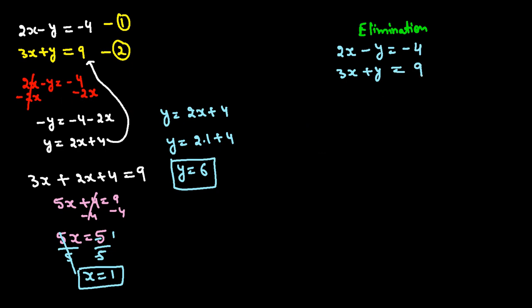So how the elimination method works is, we need to eliminate one of the variables and solve for the other. Sometimes you need to multiply by a number or divide by a number, so we'll see. Let's look at this problem over here. In this equation I've got negative y, and in the second equation I've got positive y.